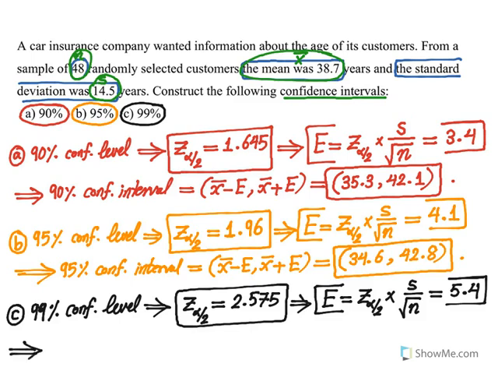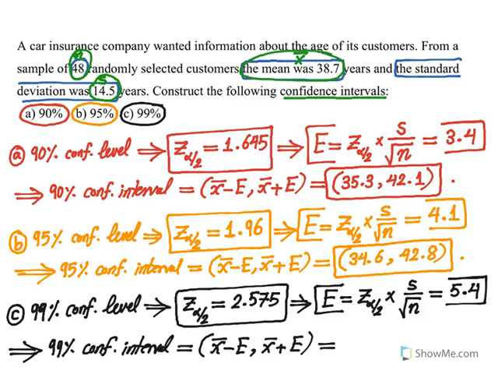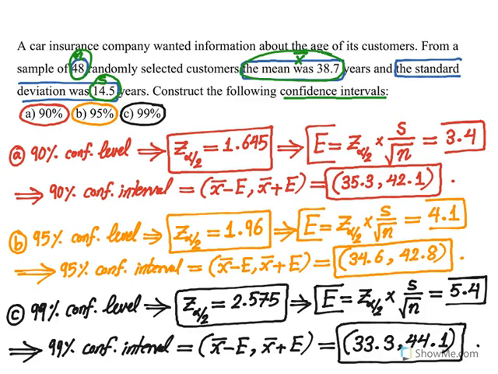And this will imply, if you now want to compute the 99% confidence interval, that it is again the same formula. Just take X bar, the sample mean, subtract the margin of error, and then add the margin of error. And if you do it with the numbers that we have, you will get exactly 33.3, 44.1. And so this last one is going to be our 99% confidence interval.